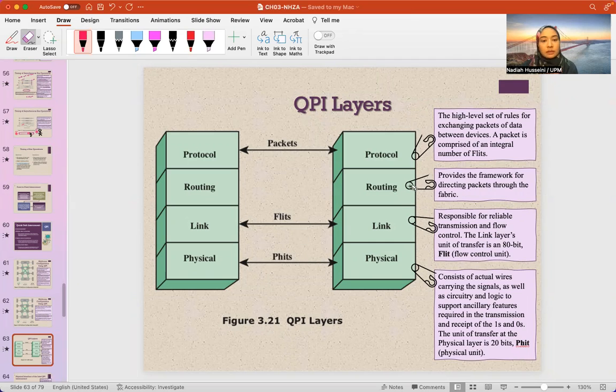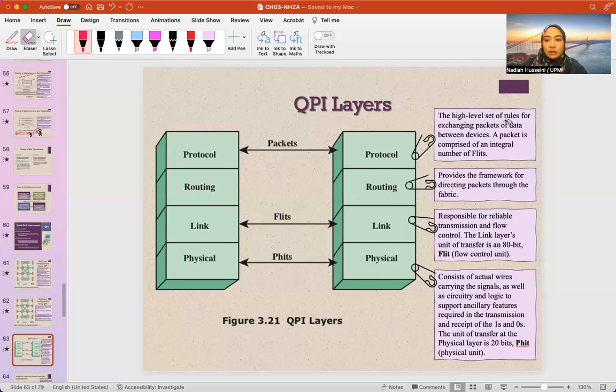And then we have the routing. The routing tells us the possible paths that the packets can go through. If you have more devices connected, then you would have like a million pathways to choose from, not a million, let's say 100 paths. So the routing takes care of this. It provides the framework for directing packets through the fabric. The fabric is the QPI, which is the green arrows.